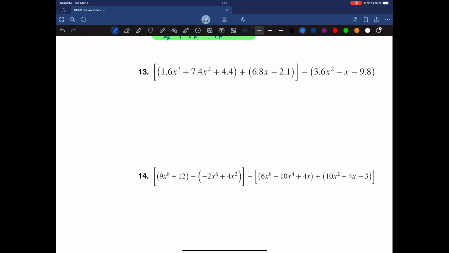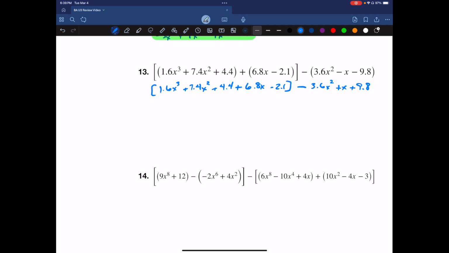Just take it one step at a time. On 13, I'm going to take this inside, and I'm going to drop the parentheses and combine like terms. So I'm going to keep the brackets for now. So I got 1.6x cubed plus 7.4x squared plus 4.4 plus 6.8x minus 2.1. I'm going to go ahead and distribute this negative. This is going to be minus 3.6x squared plus x plus 9.8.